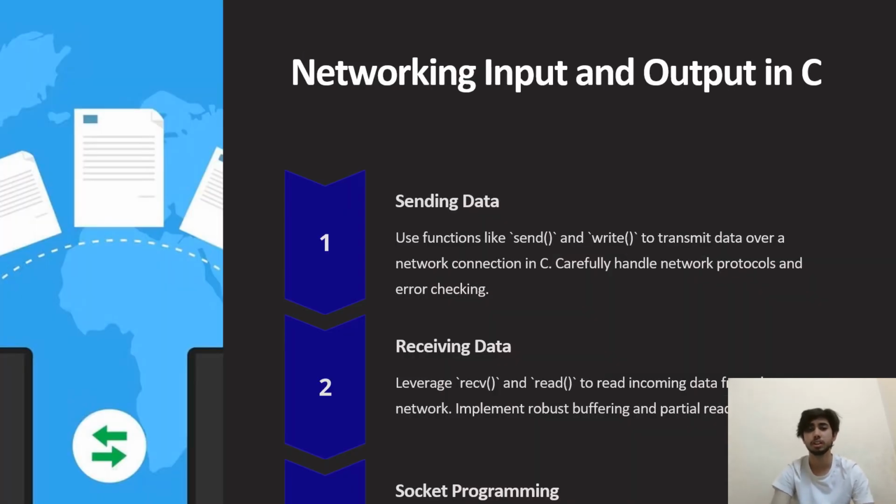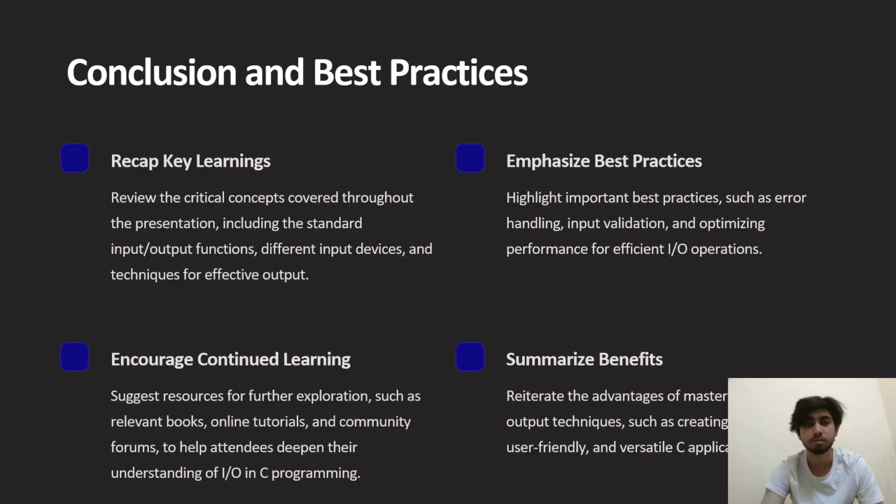Networking input and output in C. Sending data. Use functions like send and write to transmit data over a network connection in C. Carefully handle network protocols and error handling. Receiving data. Leverage recv and read to receive incoming data from the network. Implement robust buffering and partial reading. Next is the socket program.